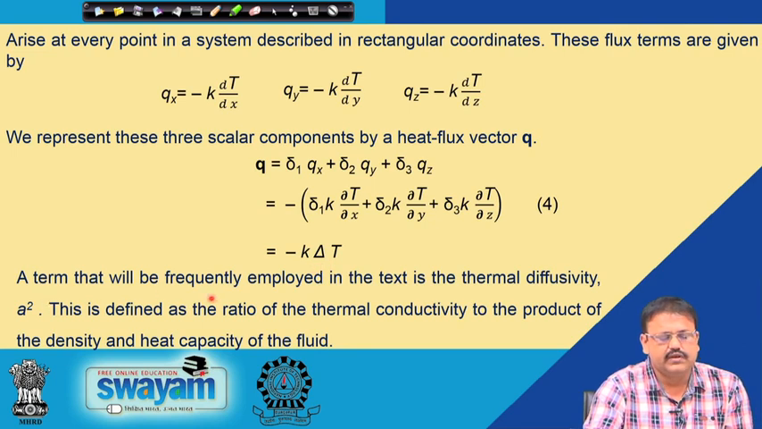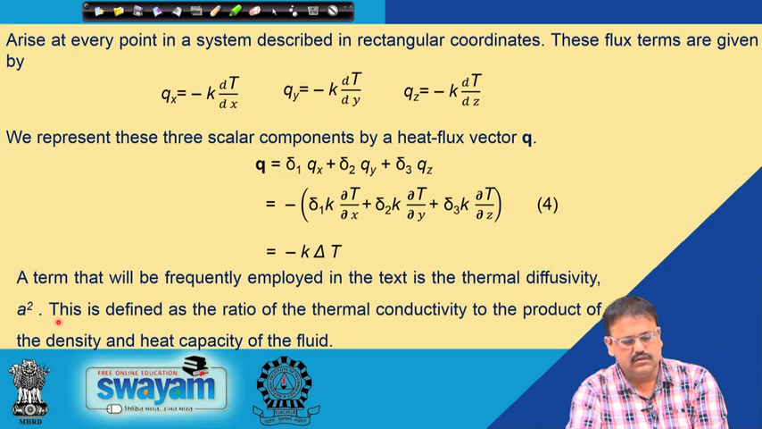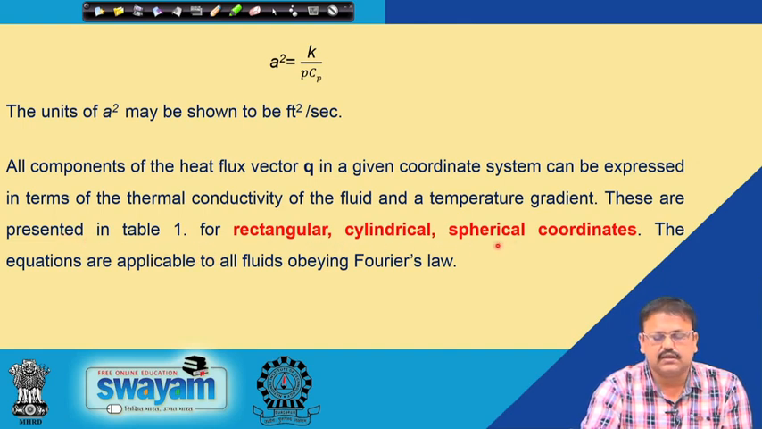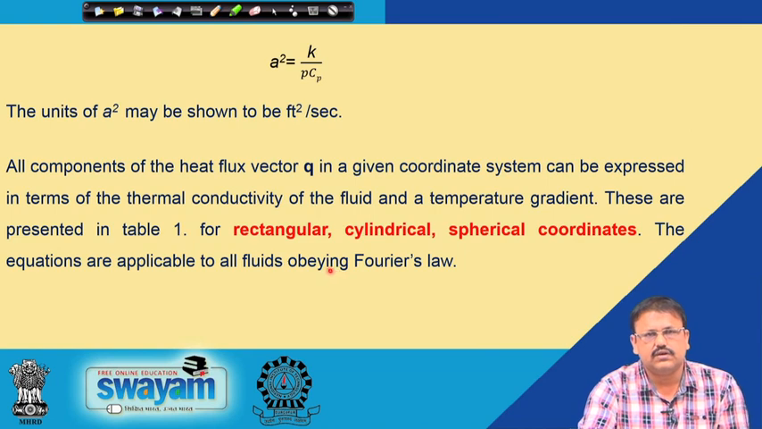Another important term that will be frequently employed in the text is thermal diffusivity, written as alpha, which is the thermal conductivity divided by the product of the specific heat and the density of the material. All components of the heat flux vector q in a given coordinate system can be expressed in terms of the thermal conductivity of the fluid and a temperature gradient. These are presented in Table 1 for rectangular, cylindrical and spherical coordinates. The equations are applicable to all fluids obeying Fourier's law.